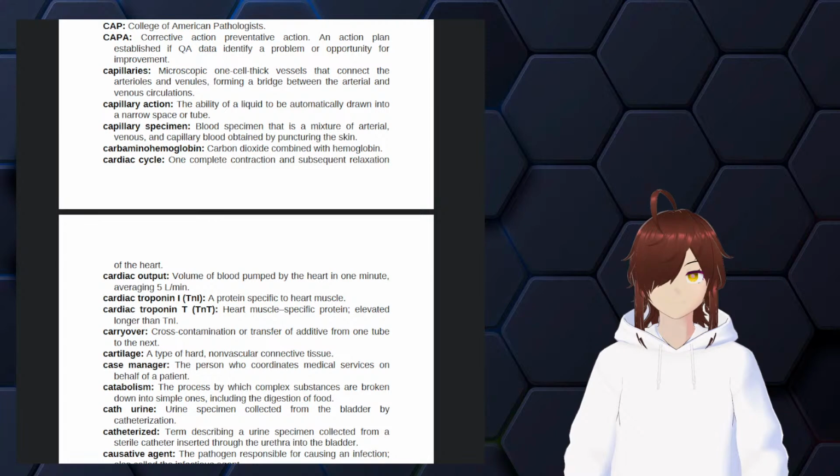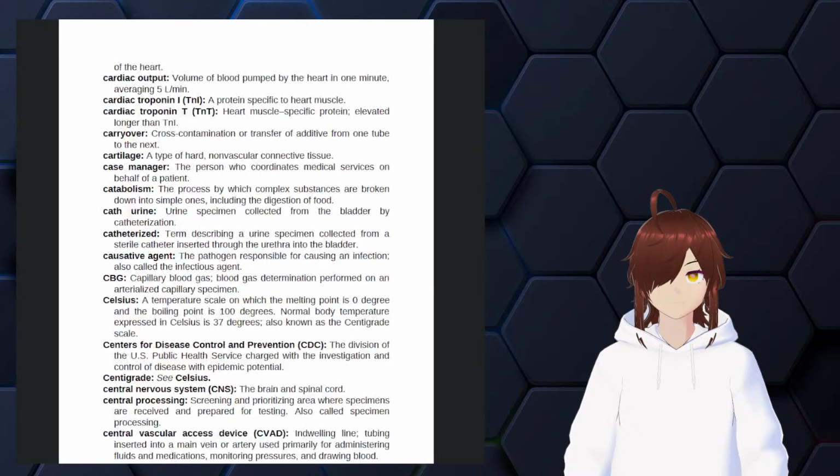Carbaminohemoglobin: carbon dioxide combined with hemoglobin. Cardiac cycle: one complete contraction and subsequent relaxation of the heart. Cardiac output: volume of blood pumped by the heart in 1 minute, averaging 5 liters per minute. Cardiac troponin I, cTnI: a protein specific to heart muscle. Cardiac troponin T, cTnT: heart muscle specific protein, elevated longer than troponin I.